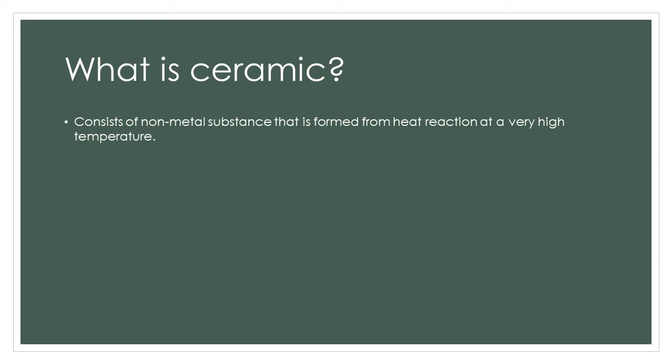Ceramic consists of non-metal substances that are formed from a heat reaction at very high temperature, made from clay. The main component is aluminium silicate, so it's inside the clay. The glass just now came from sand, right? But ceramic we can naturally find in clay. So in clay the main component is aluminium silicate.